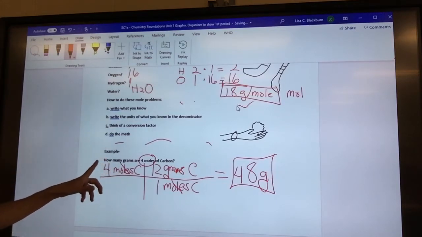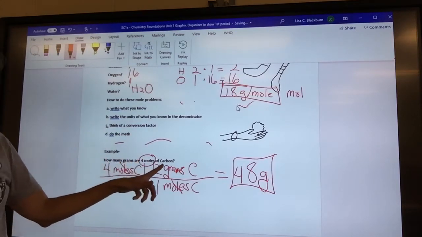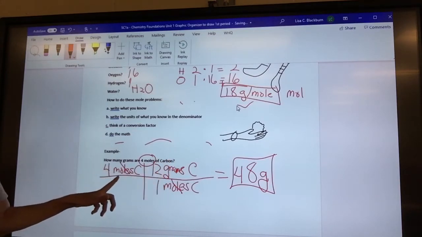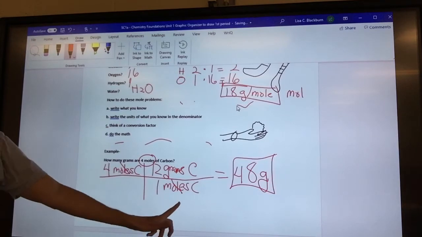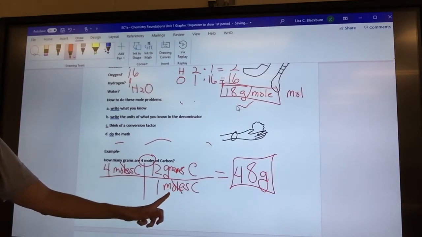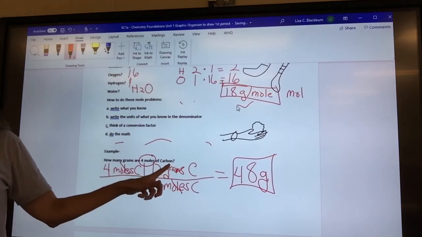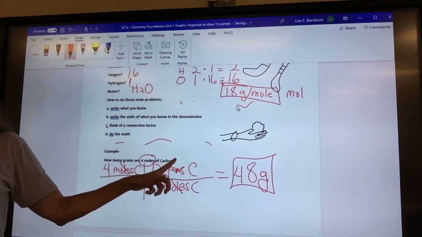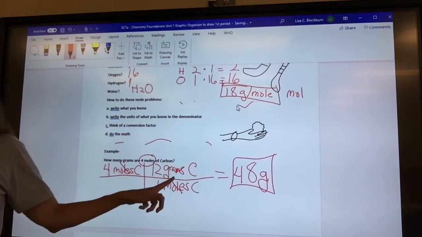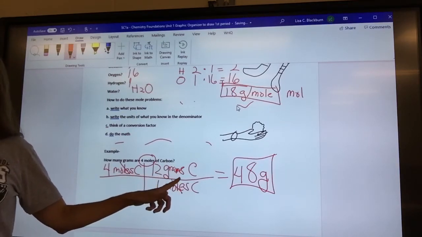So example, how many grams are 4 moles of carbon? We start with writing what we know, 4 moles of carbon. We write moles of carbon in the denominator. A mole of carbon is 12 grams. We get that from the periodic table. They're the same thing. 1 mole of carbon is the same thing as 12 grams of carbon. Does that make sense to you?